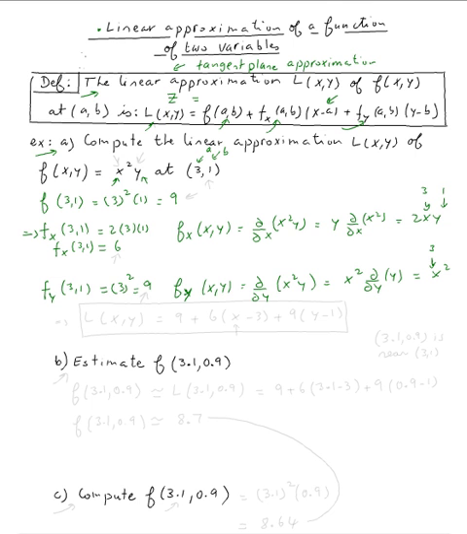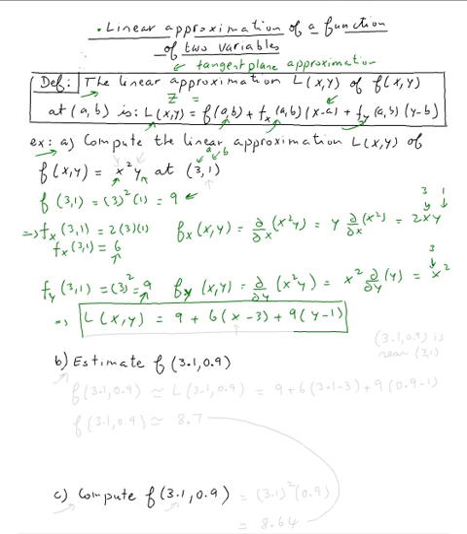Now the equation is easy. So now the equation will be L of x,y equal the linear approximation. F of a,b, we already found it, f of 3,1 is 9, plus fx of 3,1, we already found it, 6, and then x minus a, which is 3, plus the partial derivative with respect to y at (3,1), which is right here 9, and then y minus b, which is 1. So this is it.